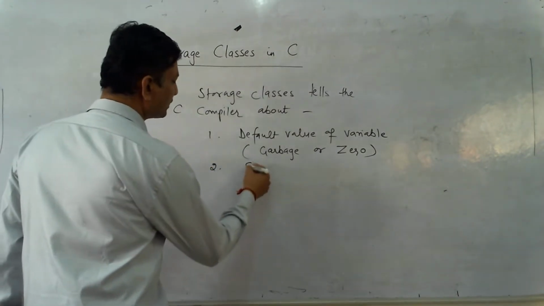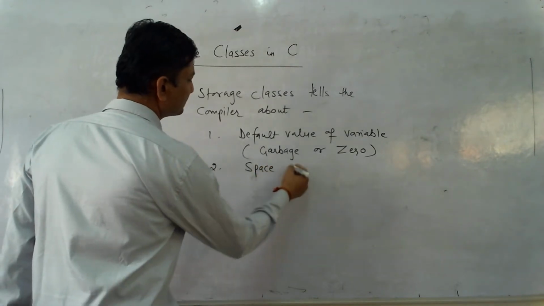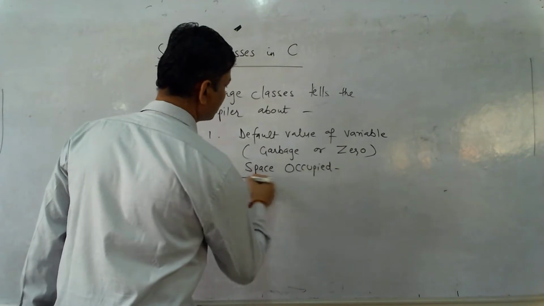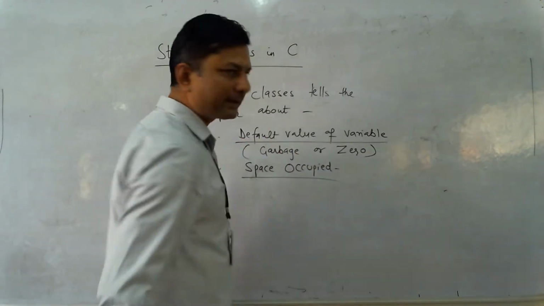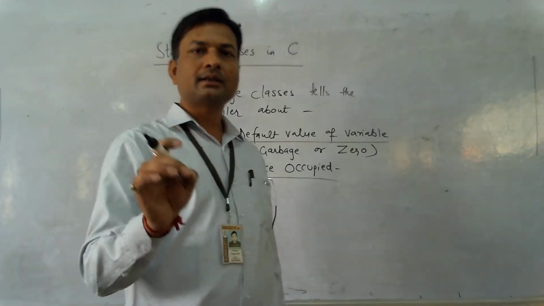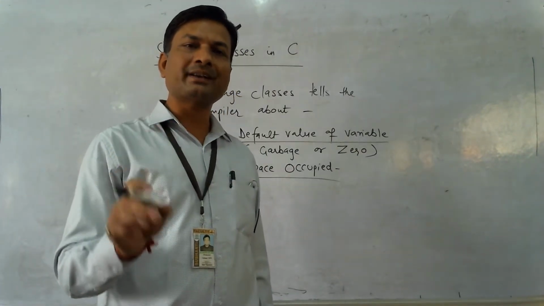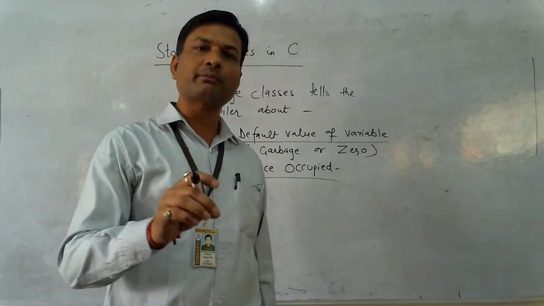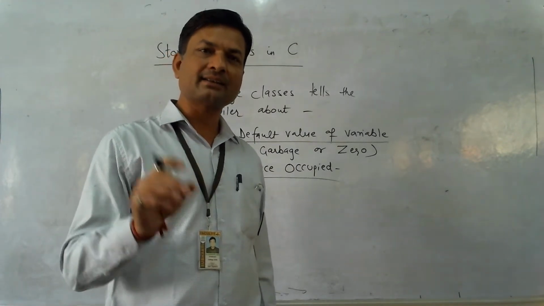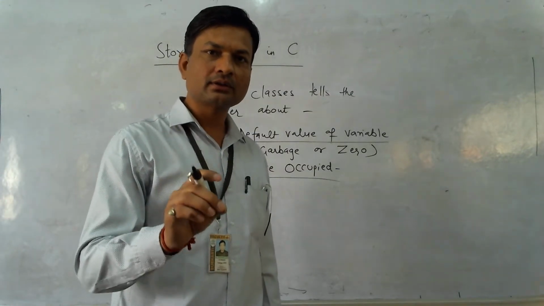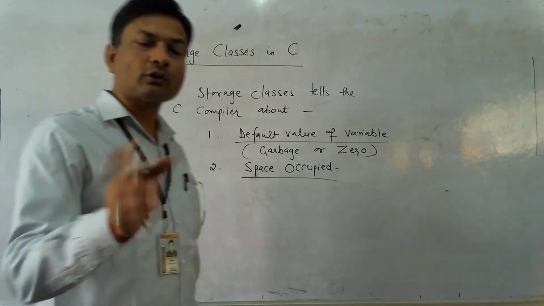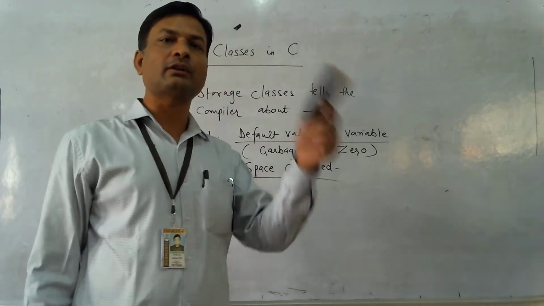Number 2, space occupied. Space occupied means we know that a variable of type int occupies 2 bytes of space. A variable of type float occupies 4 bytes of space. A variable of type char occupies 1 byte of space. But we must also know where that variable will occupy that space.